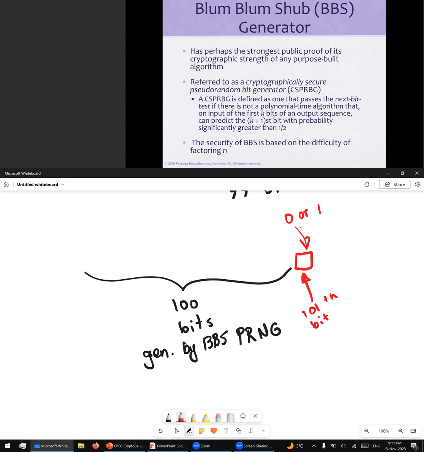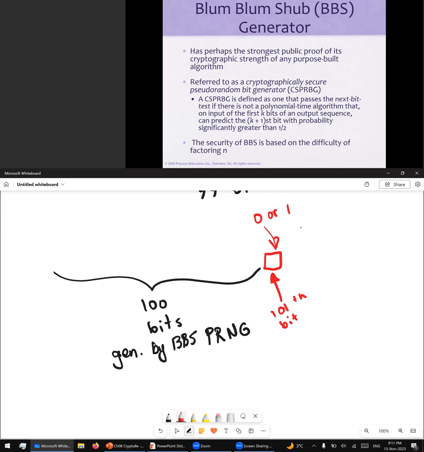There'll still be a 50-50 chance on either output. So this is what we mean by cryptographically secure, right? And it's based on the same property that the RSA algorithm was built, and that's basically factoring an integer into its prime values, or its prime divisors. And the way it works is pretty simple. So if we go up to the slides here.